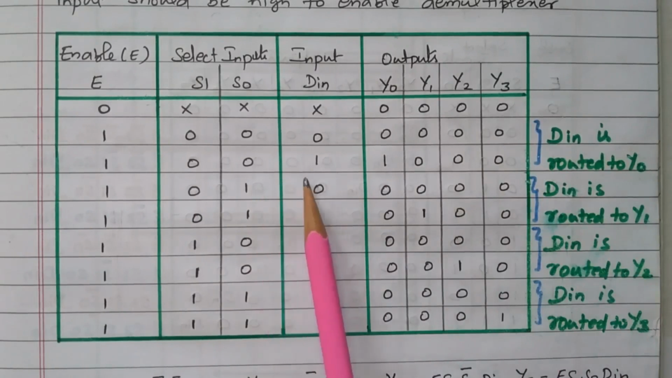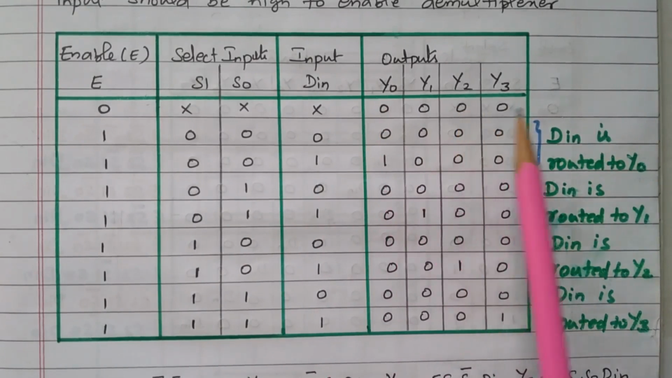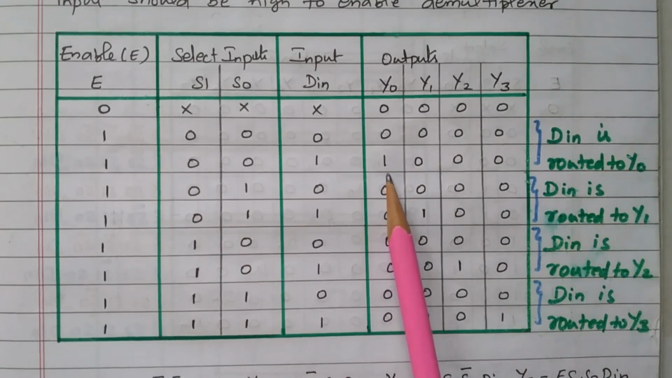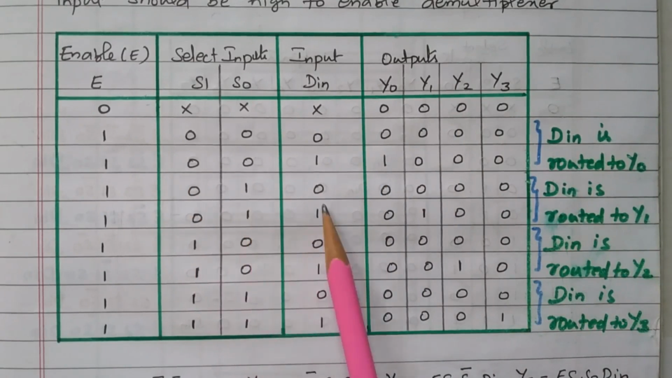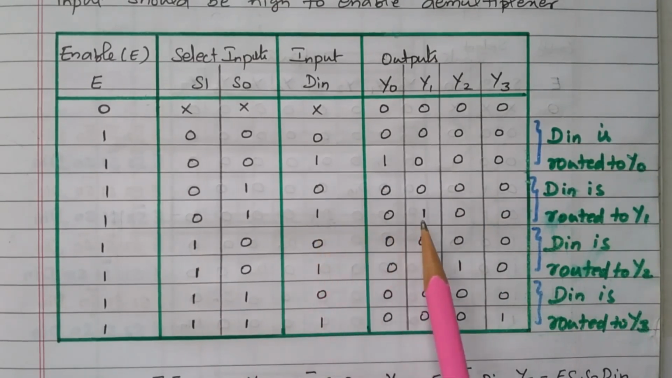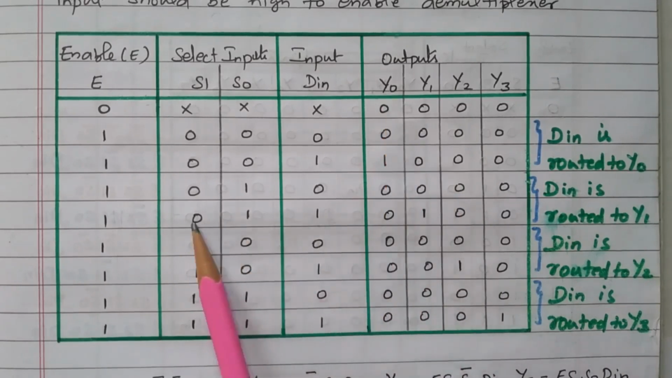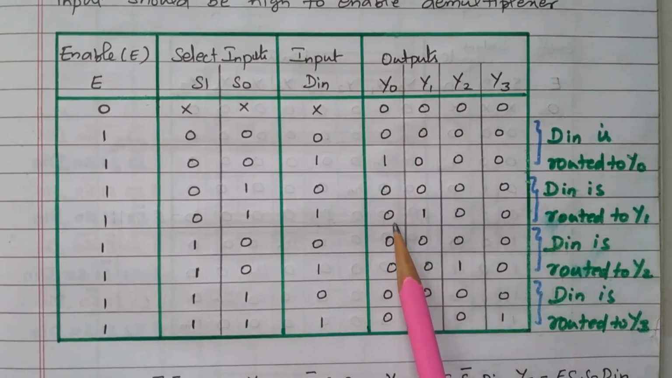We have only one input. That input may be available in the first position, second, third or fourth position. For 00, the input 1 is available at the first position. Then we'll go to the next one, 01. If the input is 0, everything will be 0 only. For 01, if the input is 1, the input is routed to the second position Y1. See here, for 00 it is 1 0 0 0, routed to the first position Y0. For 01, the input is routed to the second position Y1, right? So we got 0 1 0 0.